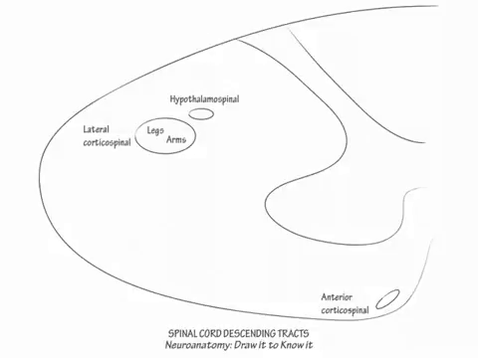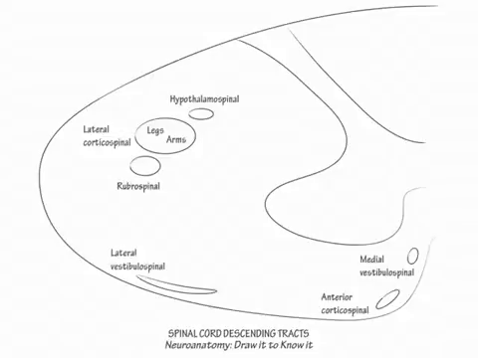Now label the rubrospinal tract in front of the lateral corticospinal tract, then label the medial and lateral vestibulospinal tracts medially and laterally to the anterior horn. And finally, label the medial and lateral reticulospinal tracts also medial and lateral to the anterior horn. The action of these tracts will help you remember their organization.